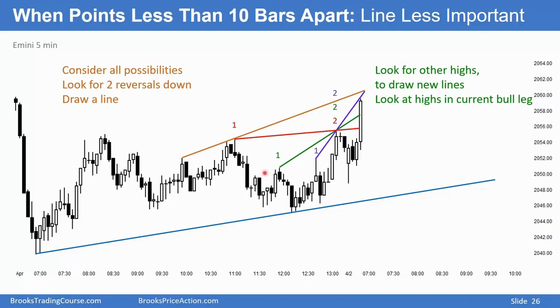Different ways to draw lines: reversal down, reversal down, reversal down. I'm always drawing lines, and I want to see what the market does near any of those lines. Will it ignore the line, or will it reverse?